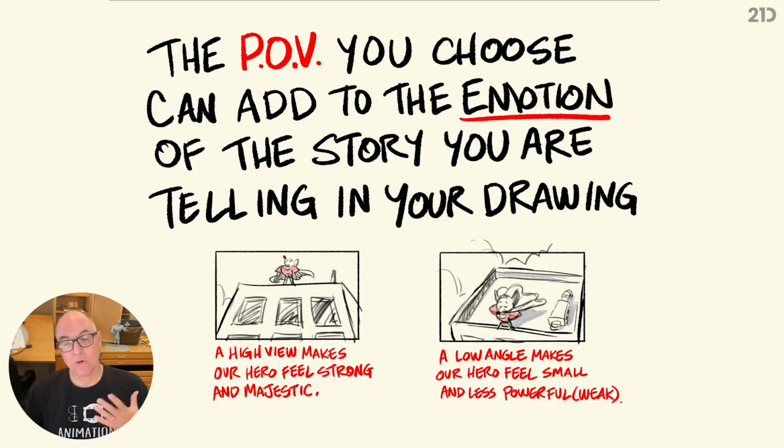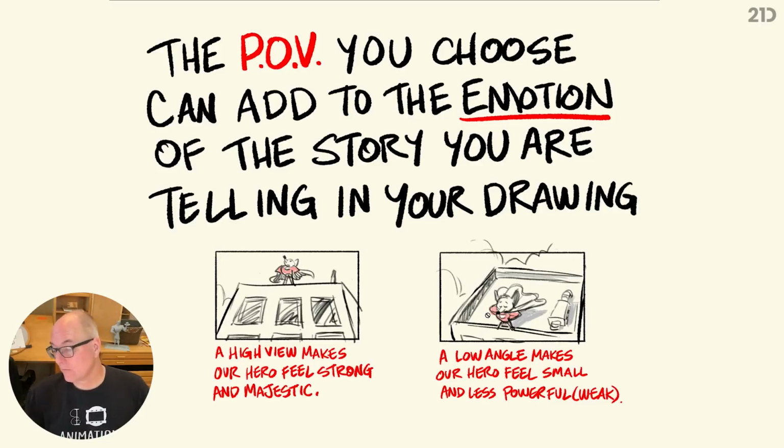That point of view, or oftentimes it's called POV, that you choose can add to the emotion of the story you are telling. So in those two cases we just saw where we're looking up at the character, this little mouse who's a superhero, when you see it in the frame, he's high in the frame. It's a really low perspective, right, where we're looking up. And so what that does is it makes him feel grand or high and mighty and aloof and strong and all that kind of stuff. That's how that translates emotionally to us as a viewer.